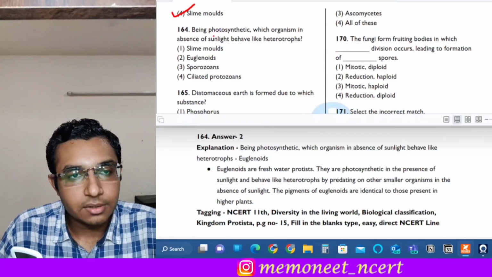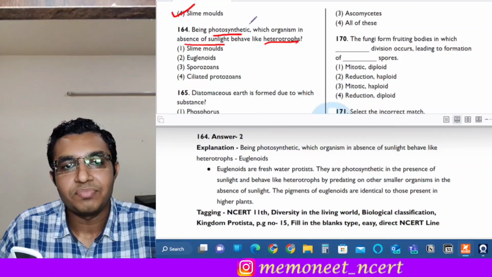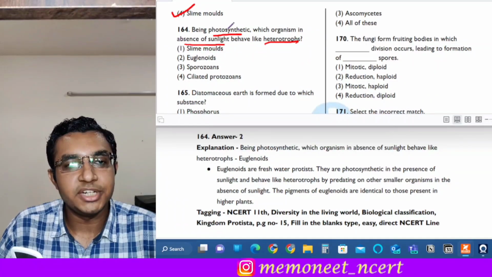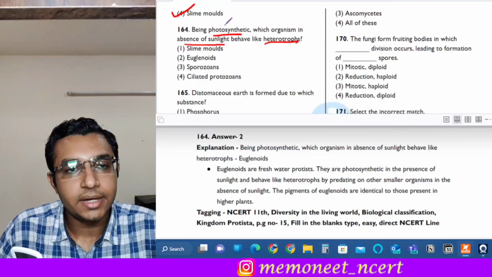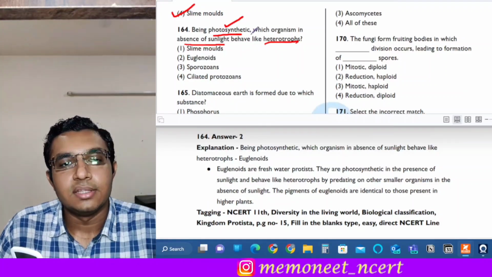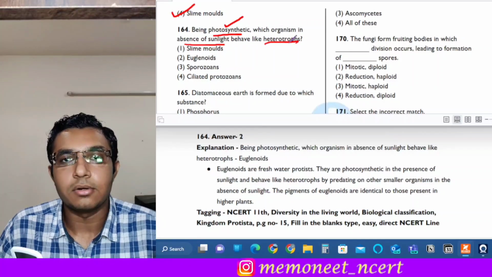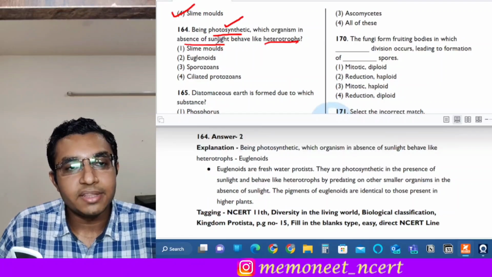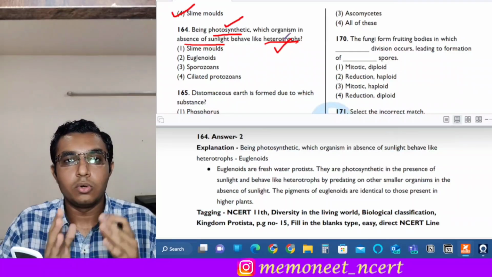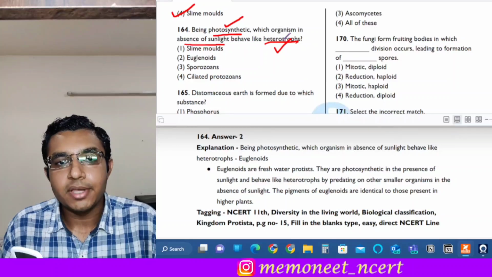Being photosynthetic, which organism in the absence of sunlight behaves like a heterotroph? Now see, there is a need to read the question properly, because it is a bit confusing. It is telling that being photosynthetic means the organism is originally photosynthetic. If we read the question further, which organism in the absence of sunlight behaves like a heterotroph? It means it is originally photosynthetic in the presence of sunlight, and when the sunlight is absent, it behaves like a heterotroph.